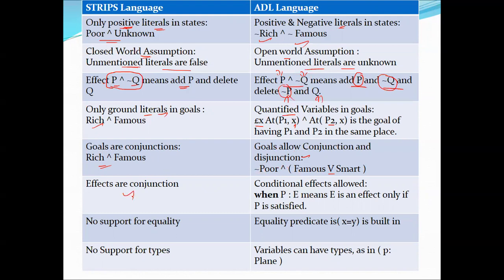Effects are also conjunctions in STRIPS. Whereas ADL can have conditional effects. When P, E means E is an effect only when P is satisfied. So this effect E will be true only if P is true. So based on some condition, this will happen. Like that, you can mention in ADL, but such options are not available in STRIPS. So you can see that ADL is more expressive than STRIPS. That's what we are trying to say here.